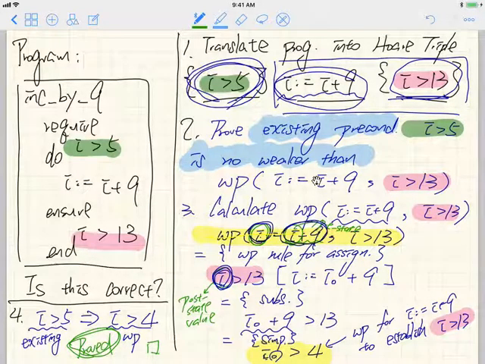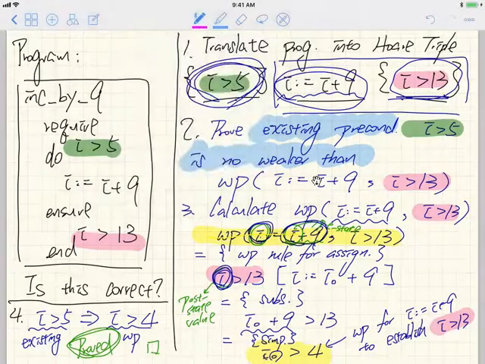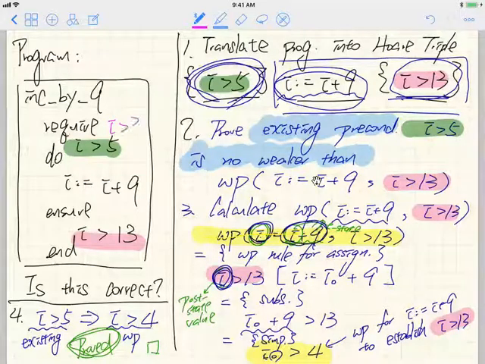Are we okay? Okay, now, let me just show you another one. Remember, we also consider another possibility. Let me just, again, use a different color here. What if I change my program a little bit? So this will become a second question. So now, what if I simply say I larger than 3? That's the only change I make. So rather than having the existing precondition being I larger than 5, let's say it's now I larger than 3.